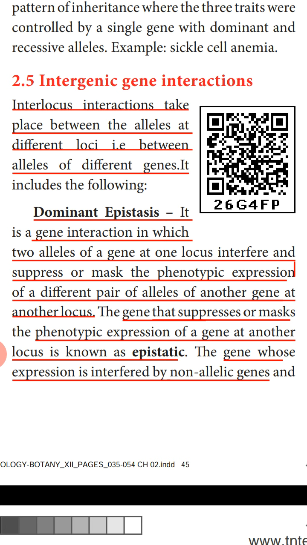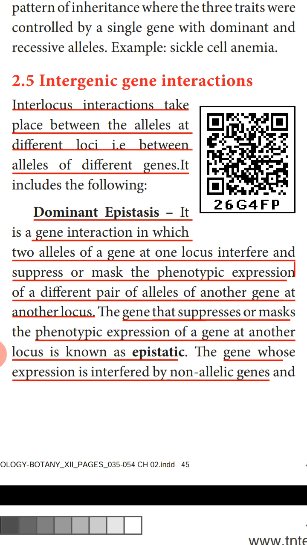Let's study intergenic gene interaction. Interlocus interaction takes place; interlocus means between the loci. Interaction takes place between the alleles at different loci, that is, between the alleles of different genes. This can be studied by different types of crosses. In our syllabus we are going to study dominant epistasis.